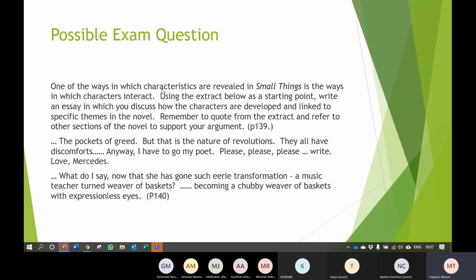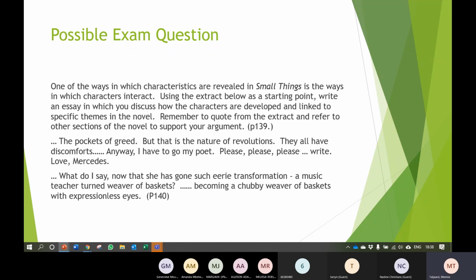One of the ways in which characteristics are revealed in Small Things is the ways in which characters interact. Using the extract below as a starting point, write an essay in which you discuss how the characters are developed and linked to specific themes in the novel. Remember to quote from the extract and refer to other sections of the novel to support your argument. Now, you can go to the pages if you have your book with me. I quote very sparingly because I needed to fill it in on one slide.